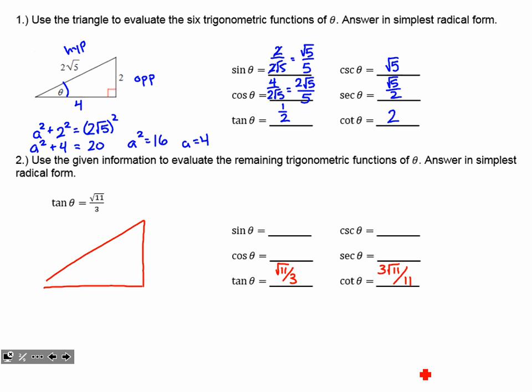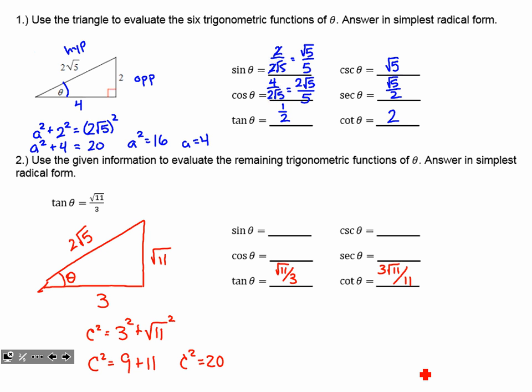Well, if there is no triangle, let's construct our own. So I've got some theta whose opposite over adjacent is root 11 over 3. And then to find the hypotenuse, we will use Pythagorean theorem yet again. C squared is going to equal a squared plus b squared. And here we know the legs, so we can plug those in. C squared is going to equal 9 plus 11. That means c squared equals 20. So c is going to be the square root of 20, or 2 root 5, simplest radical form.